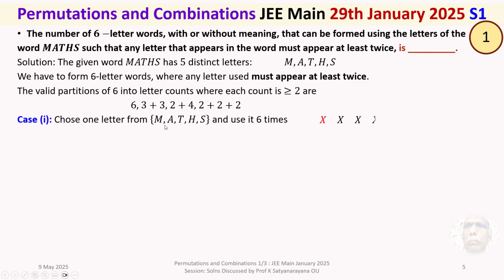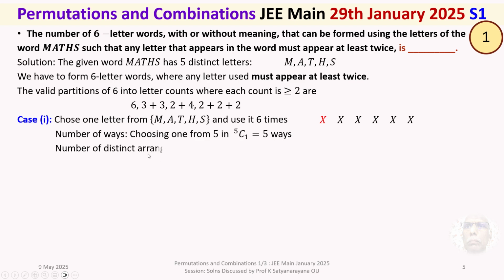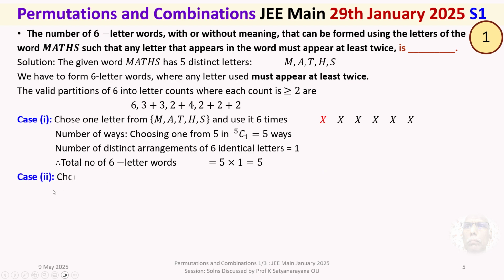Case 1: choose one letter from M, A, T, H, S and use it 6 times. The number of ways of choosing one letter from 5 letters is 5C1, 5 ways. And the number of distinct arrangements of 6 identical letters is 1. Only one way you can do that. By the product rule of counting, the total number of 6-letter words is 5 into 1, that is 5. Let's go for the next case.